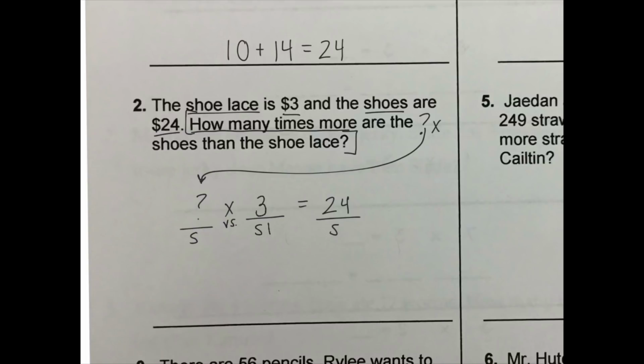Now I need to think what times 3 equals 24. I could use a division problem to help me. 24 divided by 3 equals something. And I should get that the answer is 8. So I'm going to put 8. 8 what? This is 8 times. Circle your answer. Write a complete sentence answer.